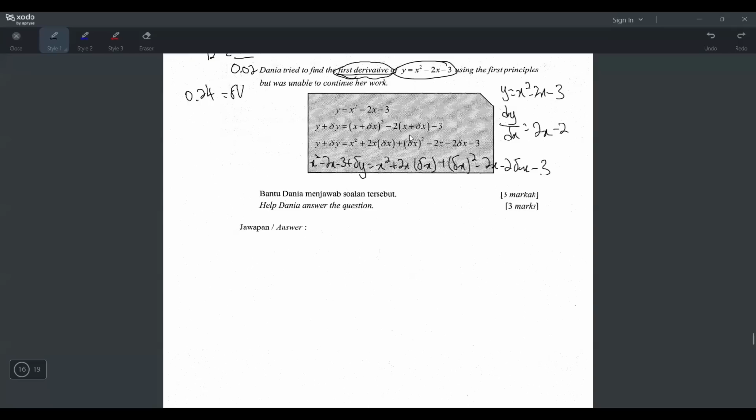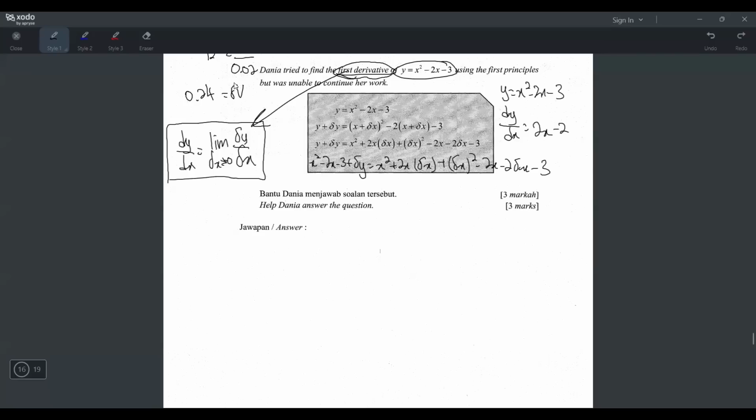Wait. Actually, I shouldn't mention this first. For the first derivative method, there is a formula you need to know. I forgot to mention this. The dy/dx is equal to the limit as delta x approaches 0 of delta y over delta x. When you do the first derivative method, you have to know this.